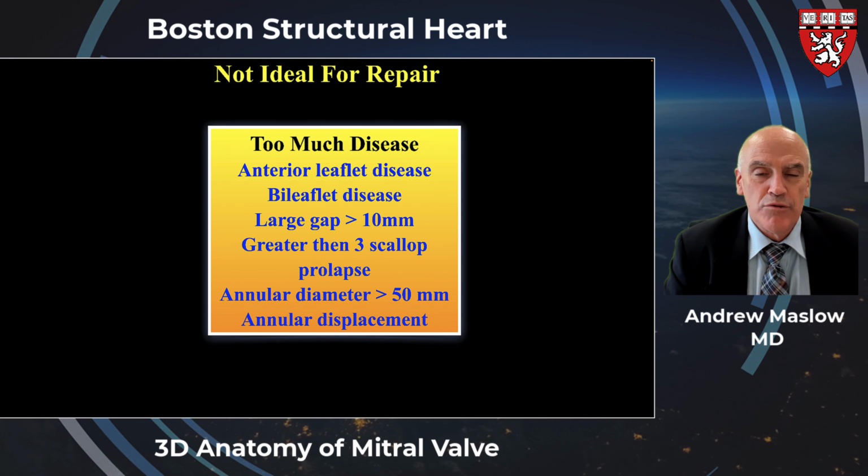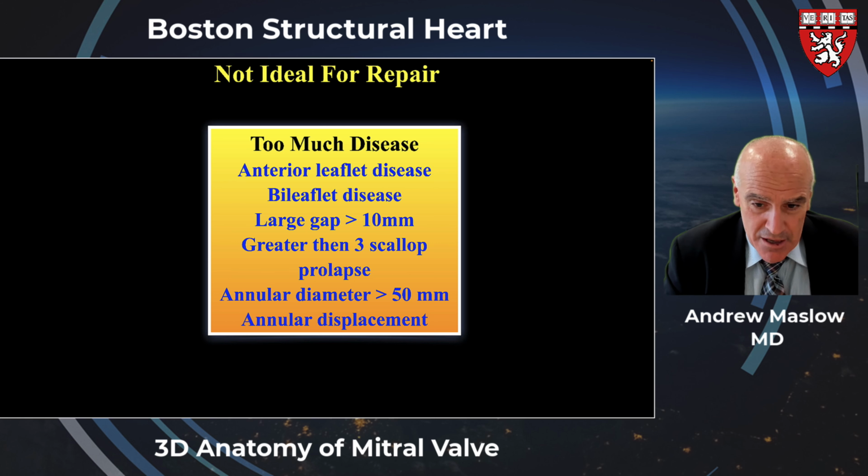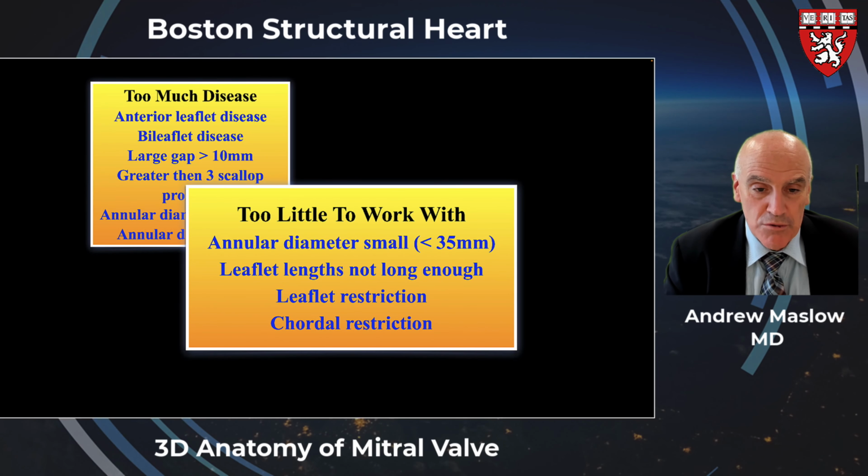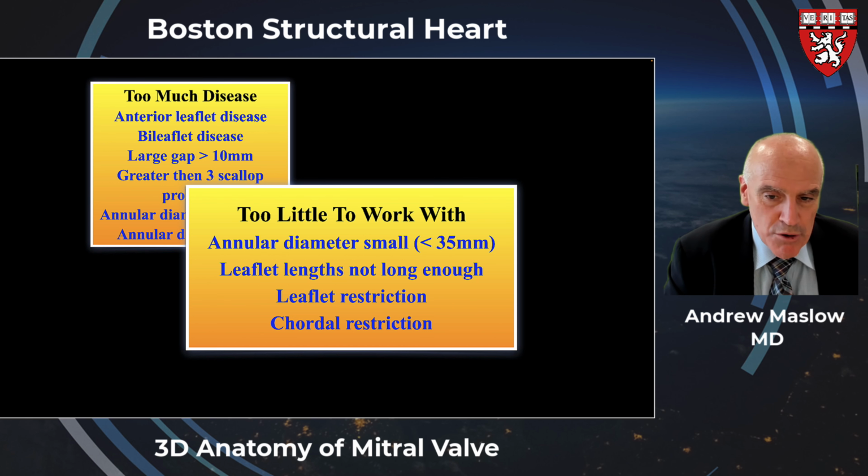Things that are not ideal for repair, and this includes both percutaneous and surgical, are anterior leaflet disease, bileaflet disease, multiple scallops, large gaps between the anterior and posterior leaflet, very large annular diameters, perhaps annular displacement. These things increase the difficulty of eventually bringing the leaflets together so you have a proper coaptation zone. If there's too little to work with, so small leaflets and leaflet restriction, chordal restriction, do not predispose to successful repair. The size of the annulus is important.